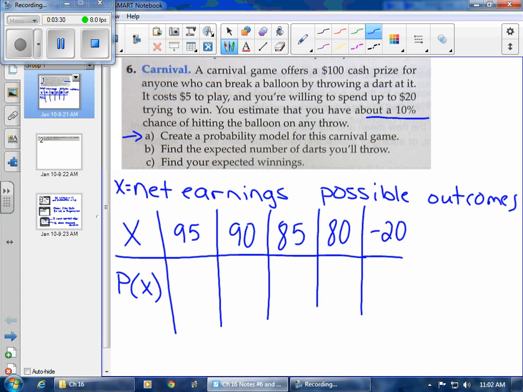Well, we have about a 0.1 chance of hitting the balloon on any particular try. So what's the probability that you win the first time? Just 0.1. So I have a 0.1 right here. The only way I can get $90 net winnings is if I lose the first time and then win the second time. Assuming that each throw of the dart is independent, the probability of losing is 0.9, and then the second time I won, so I multiply 0.9 times 0.1 to get 0.09. Easy, because 9 times 1 is 9, 2 decimal places.